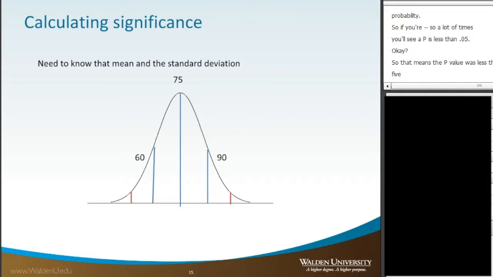So I have an example here. This is actually my commute time. My average commute time is 75 minutes, and I have a standard deviation of plus or minus 15. Okay, so what does that mean? That means one standard deviation represents about 68% of the values. Two standard deviations represent 95% of the values.